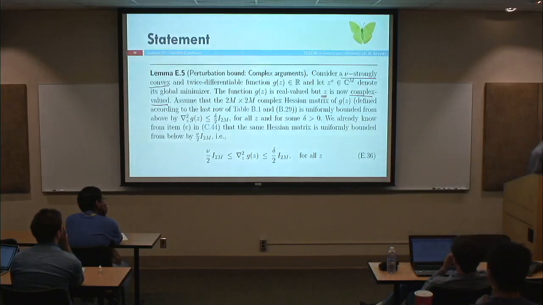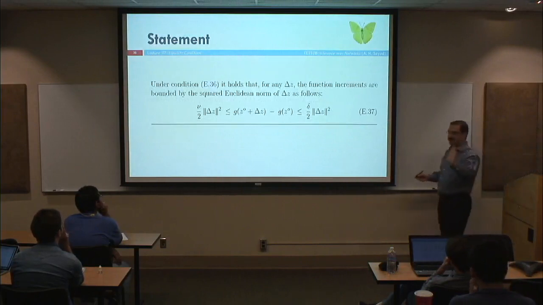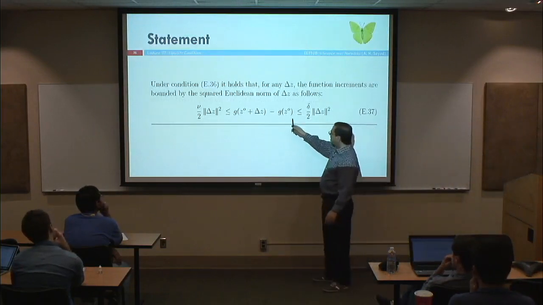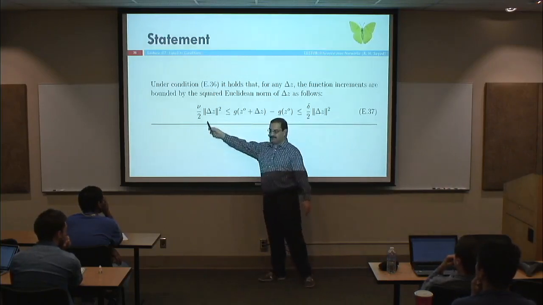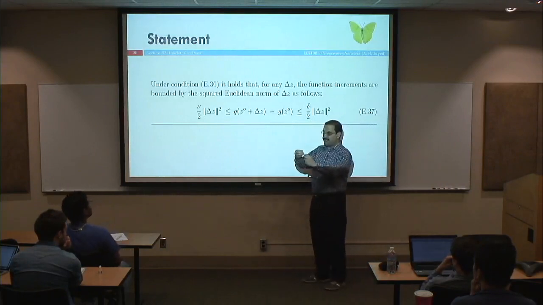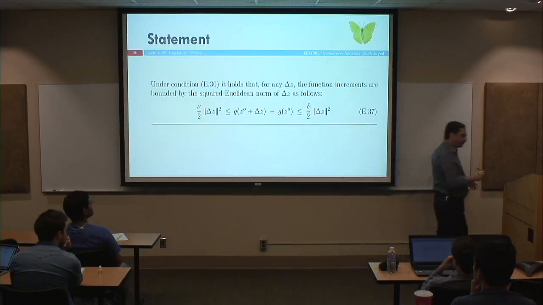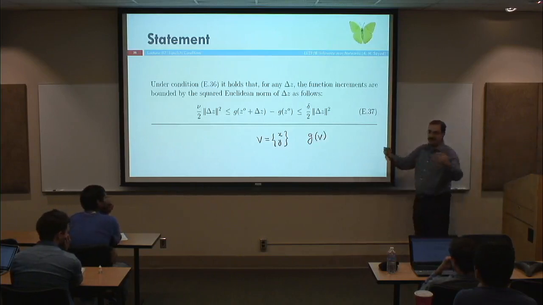So if you go back and you use the mean value theorem, the argument is very similar to what we did before, right? You will get that the increment is upper bounded by delta over 2 times the norm squared, right? How do you prove this? All you have to do is work with g of v, right? You introduce the vector v, which contains the real part and the imaginary part of z, right? So your function becomes a function of a real argument. And then you apply the lemma that we showed before for this function of real arguments, right?